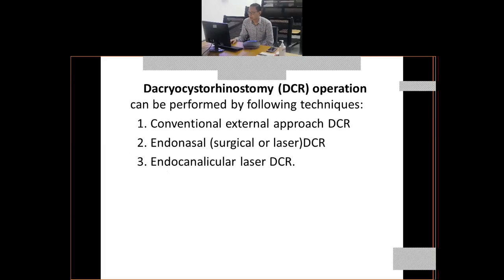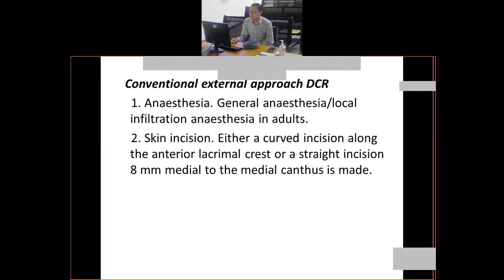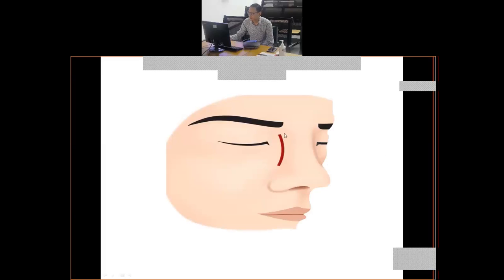Then we'll see the DCR operation. It is performed by the conventional external approach, endonasal DCR, or endocanalicular laser DCR. We'll see only the conventional external DCR. First is anesthesia. General anesthesia is preferred, but you can do it under local anesthesia also. Then skin incision: a curved or straight incision about 8 mm from the medial canthus is made, as you can see in this picture.